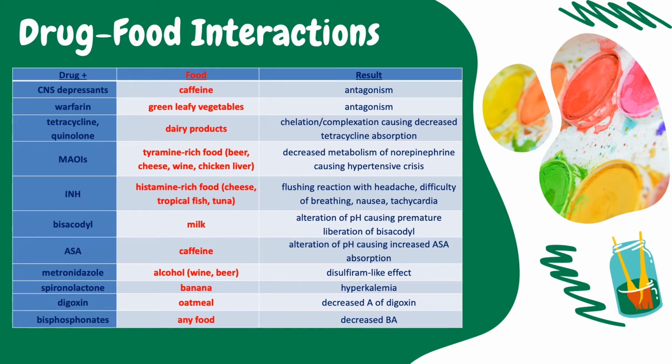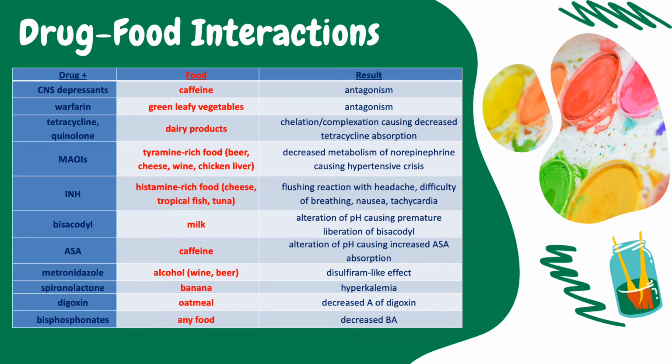The object drug, such as CNS depressants when given with caffeine, and warfarin when given with green leafy vegetables, can produce antagonism, while tetracycline and quinolone when given with dairy products can cause chelation or complexation, causing decreased tetracycline absorption. Monoamine oxidase inhibitors, when given with tyramine-rich food such as beer, cheese, wine, and chicken liver, can cause decrease in metabolism of norepinephrine, causing hypertensive crisis.